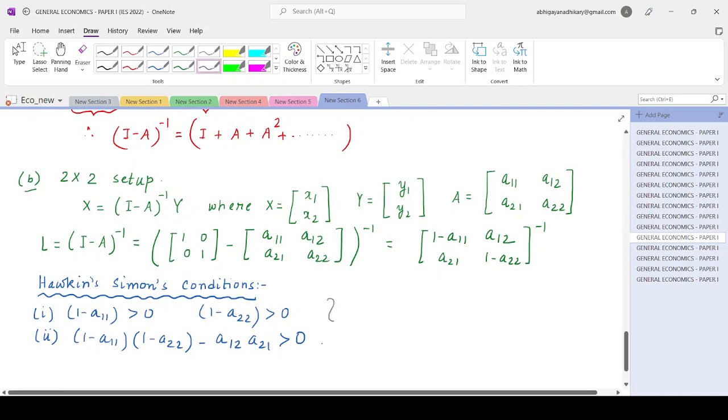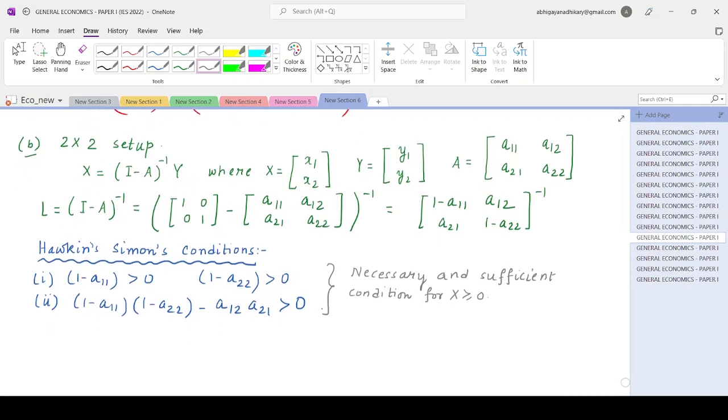So this is basically the necessary and sufficient condition for capital X to be greater than or equal to 0. Okay, so we want to find capital X. This is the target: the production levels given the final demand for the individual industry's output level.